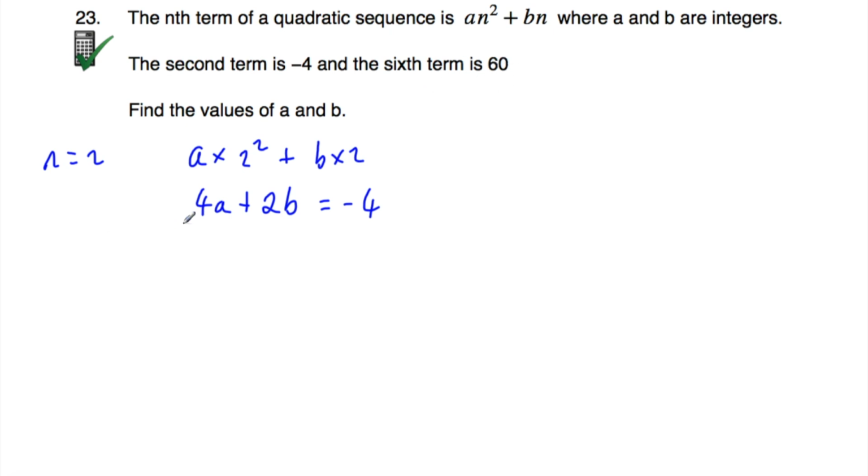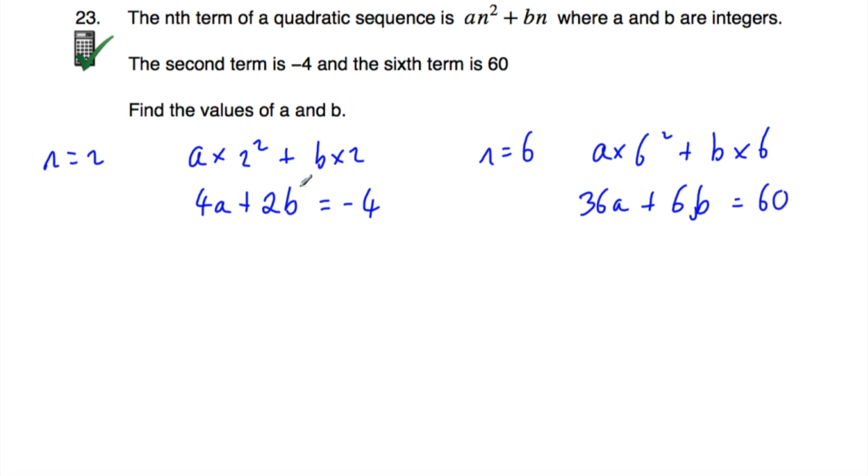Now the sixth term is equal to 60, so that means that n is equal to 6, and that's equal to 60. So let's substitute 6 into the nth term. It's a times 6 squared, because it's n squared and n is equal to 6, plus b times n, and n again is equal to 6, because it's the sixth term, so b times 6. Now 6 squared is equal to 36, and we times that by a, so it's 36a. Then plus b times 6, so let's put the 6 in front, so it's 6b. And we know that the sixth term is equal to 60. So we've got two equations. We've got 4a plus 2b is equal to negative 4, and we've got 36a plus 6b is equal to 60.